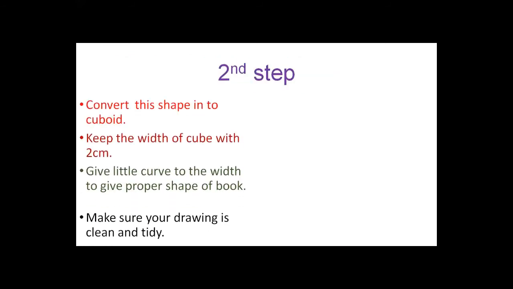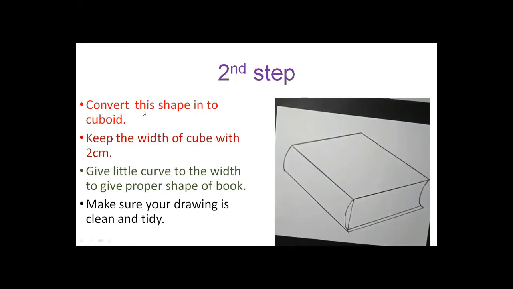During the drawing of the second step, first you draw the first step. We draw the first step, convert the square into a cuboid shape, and the width is 2 centimeters. Okay, it is converted into a cuboid. The distance between the square and the other square is 2 centimeters.